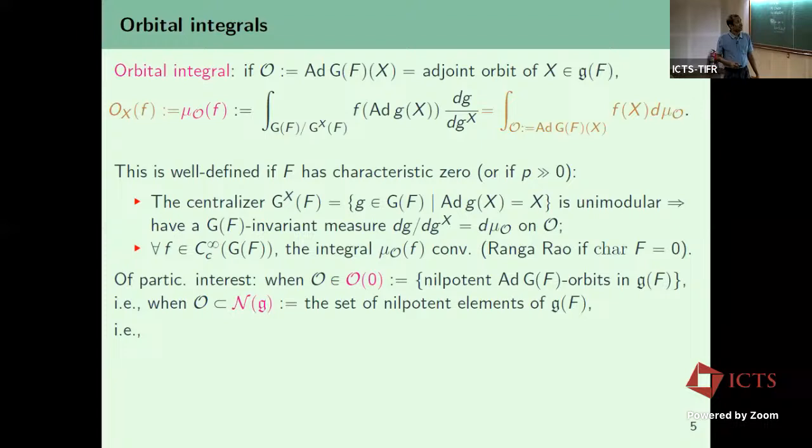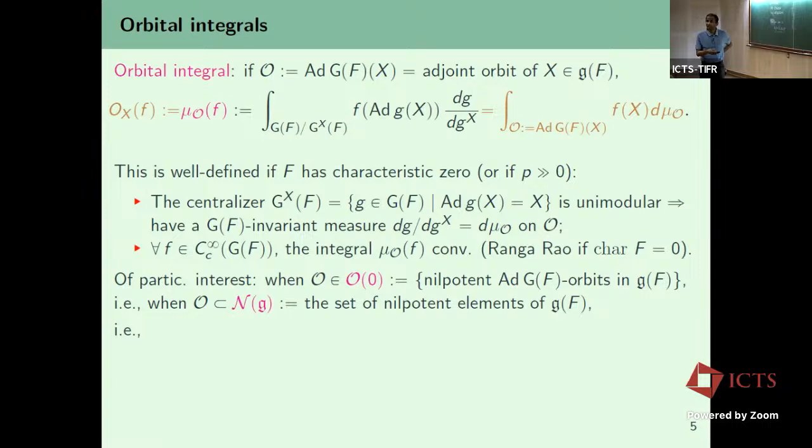And of particular interest to us is the case where O is a nilpotent orbit. I'll explain what that means. Again, this color magenta means that I'm going to use this notation later. Although O stands for a nilpotent orbit, O_0 stands for the set of all nilpotent orbits. One knows them to be finitely many if p is large enough or if the characteristic is 0. So this is equivalent to O being contained in the set of nilpotent elements. This notation will also be used later.